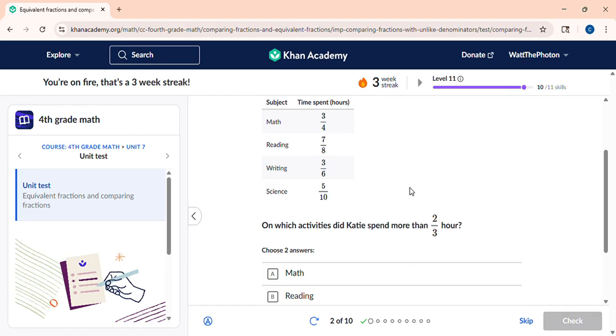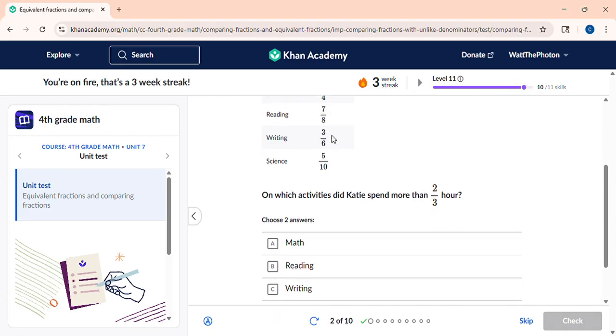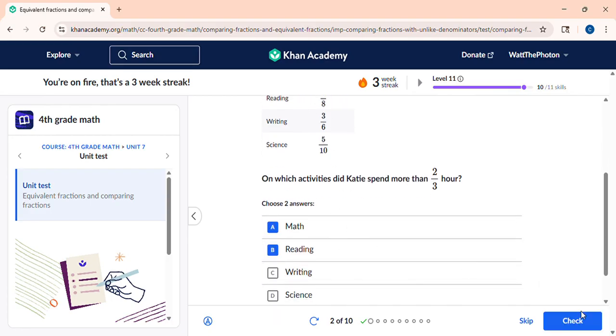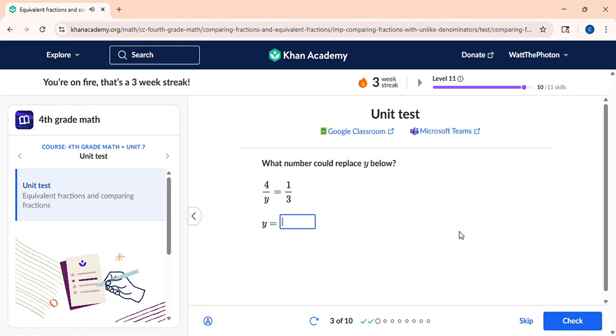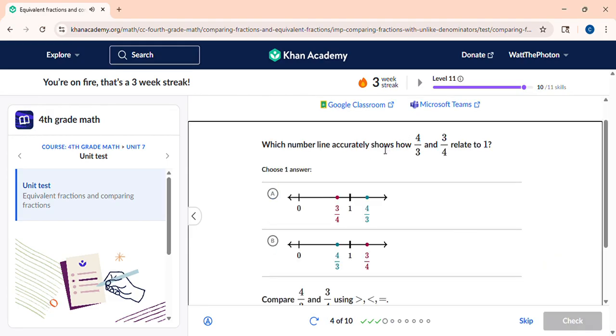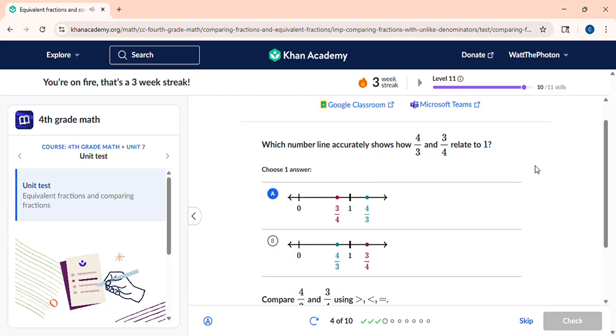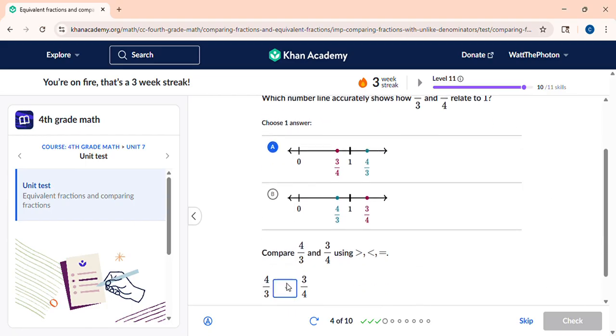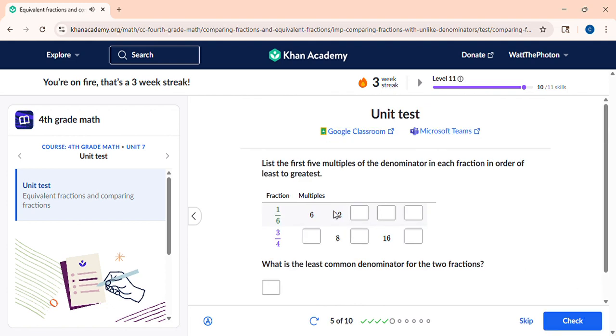More than 2/3 an hour. So that's 0.5, 0.5, more reading and math. Let's correlate that to our grades. 4, so that's 12, 4, 3, 3, 4. 4, 3 is more massive than 3, 4. 18, 24, 30.